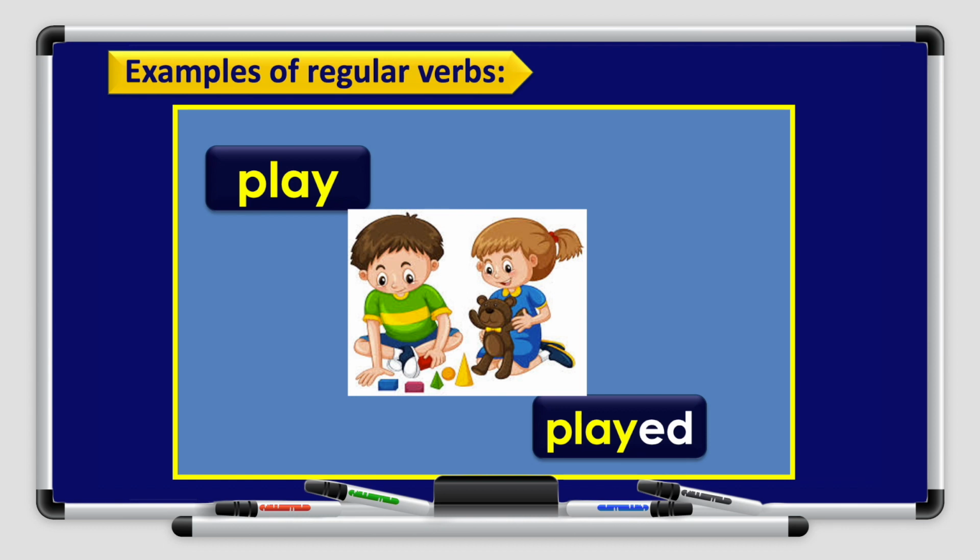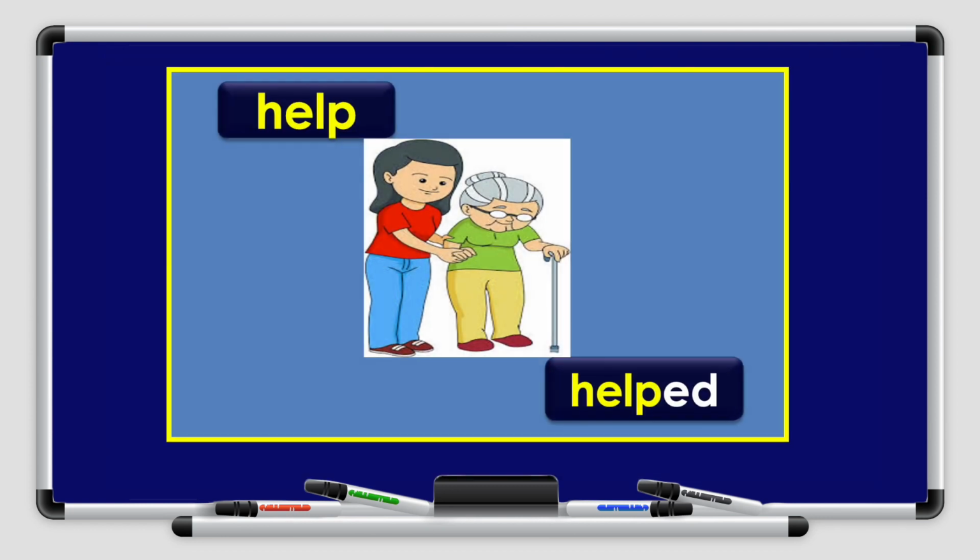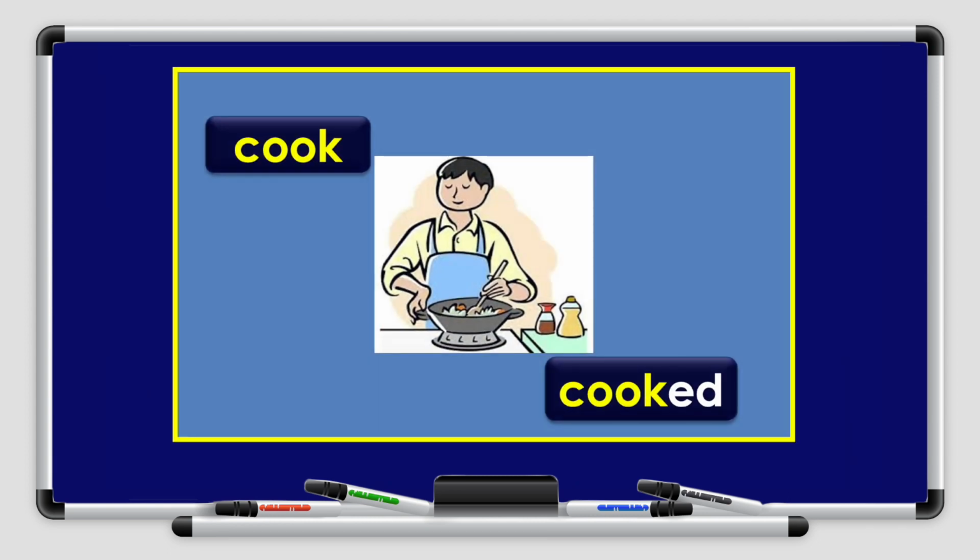Examples of regular verbs: play. In the past, it will change to played. Look at the picture. They are playing. Yesterday, they played. Help. In the past, helped. We add ed to regular verbs to change them in the past. Next, we have the verb cook in present and cooked in the past. We add ed to it to change it from present to past for regular verbs.